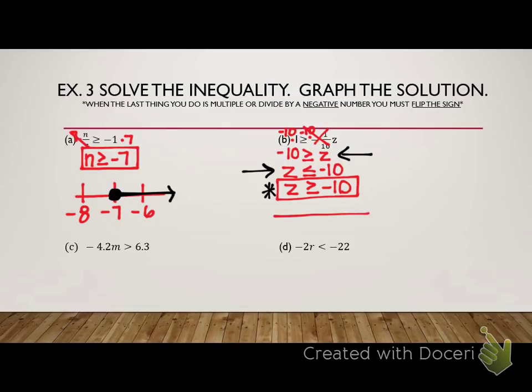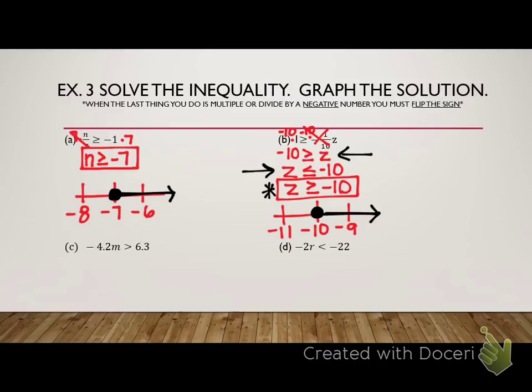Now let's graph this. In the middle of our number line, we're going to put a -10, to the right a -9, and to the left a -11. Our symbol is greater than or equal to, so our circle is closed, and all of our values are supposed to be greater than or equal to -10, so our arrow is going to go to the right. All right, let's look at letter C.